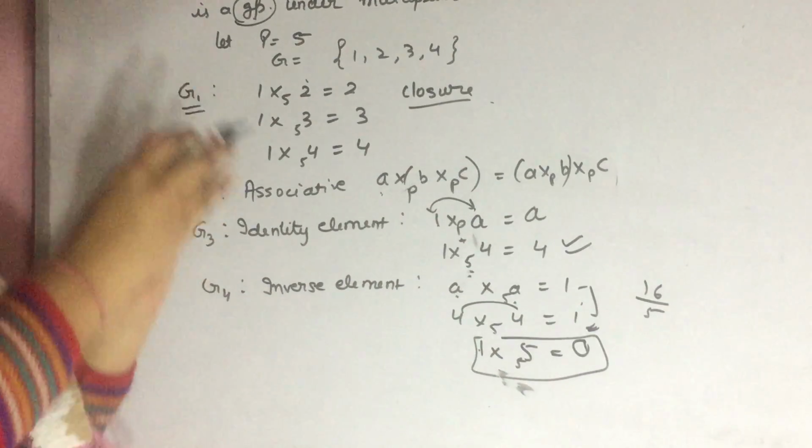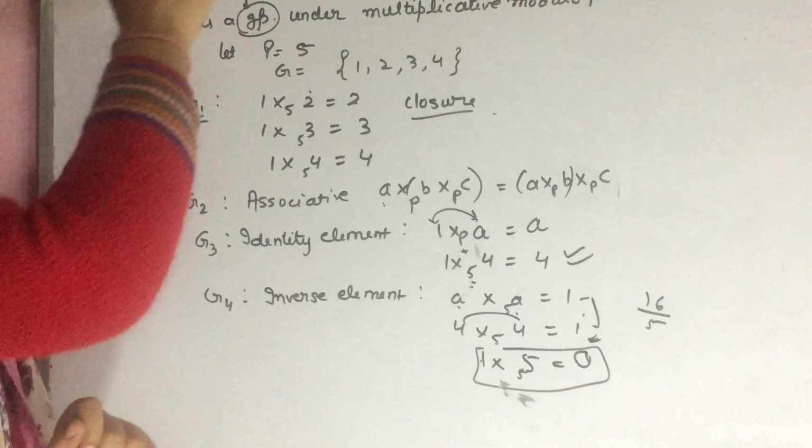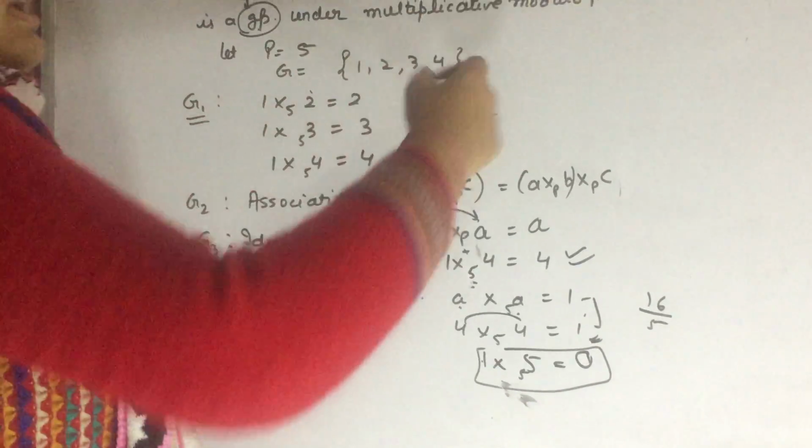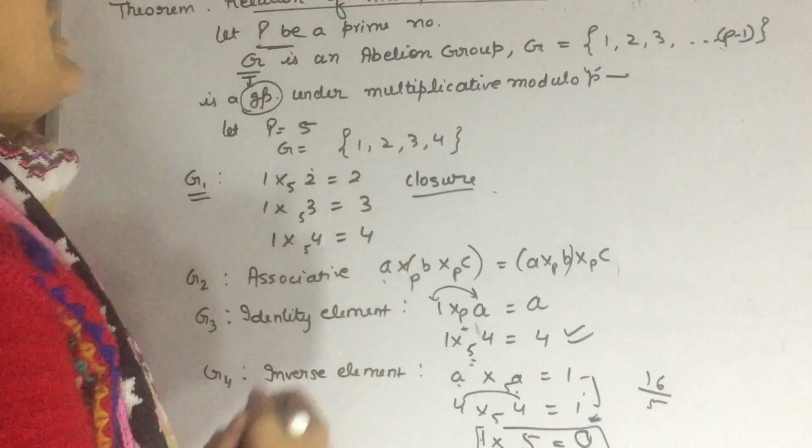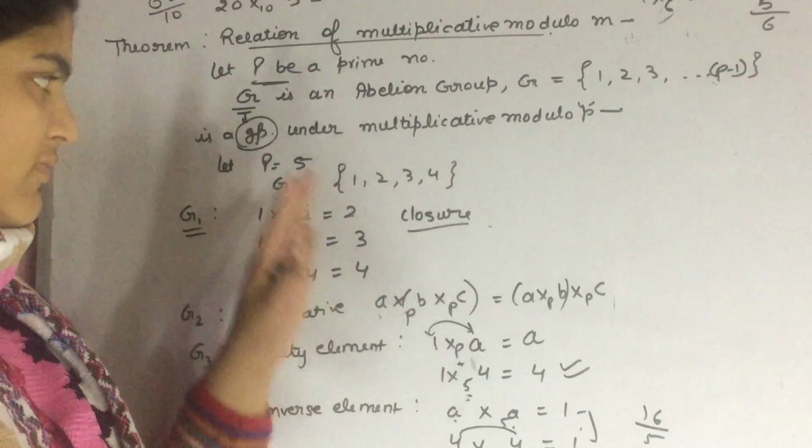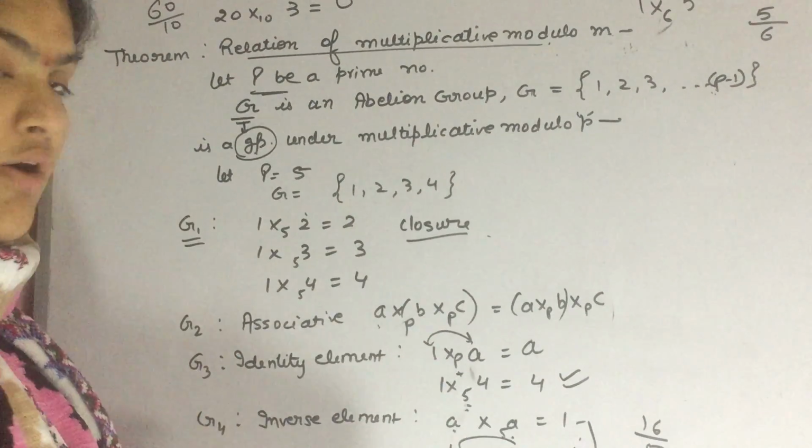In this way you can prove how any set can be proved as a group. So multiplicative modulo is also that type of group which satisfies all these four properties.